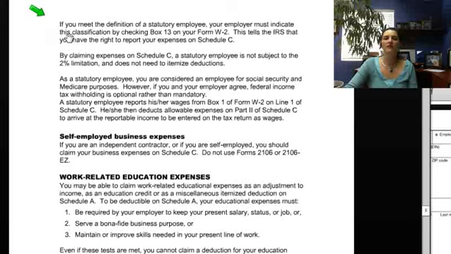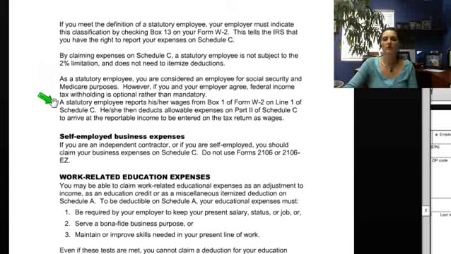By claiming expenses on Schedule C, a statutory employee is not subject to the 2% limit and does not need to itemize deductions. As a statutory employee, you are considered an employee for Social Security and Medicare purposes. However, if you and your employer agree, federal income tax withholding is optional rather than mandatory.